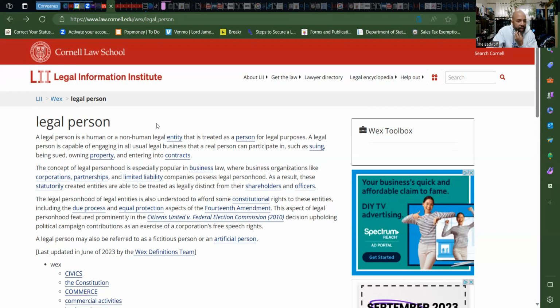Now, literally and legally, they should have a comma right here. Because what is a human legal entity? And what is a non-human legal entity? They're not hyperlinked to show what they specifically mean here. That is treated as a person for legal purposes. So these types of entities, because that's what they are, either it's a human legal entity, or a non-human legal entity.